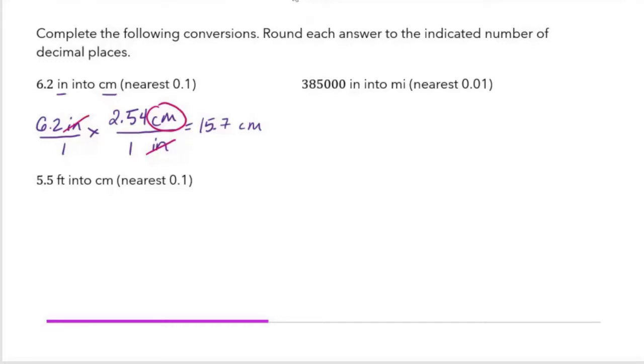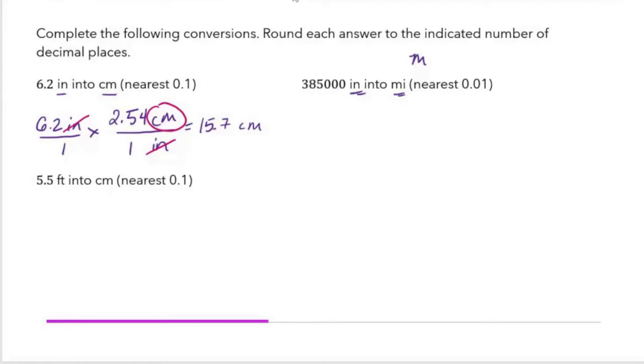MI is for miles. Just the M is, of course, the metric unit of meters. And finally, we're going to round our final answer to the nearest hundredth, or the nearest 0.01. Once again, our job is to look up the equalities that relate inches and miles. We're restricted to the formulas we can use, in this case, to the ones on our formula sheet.